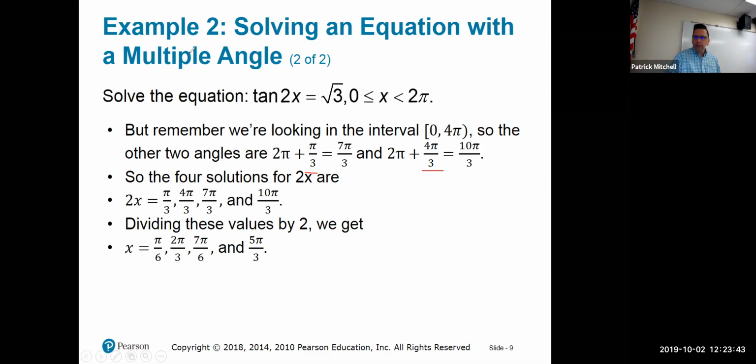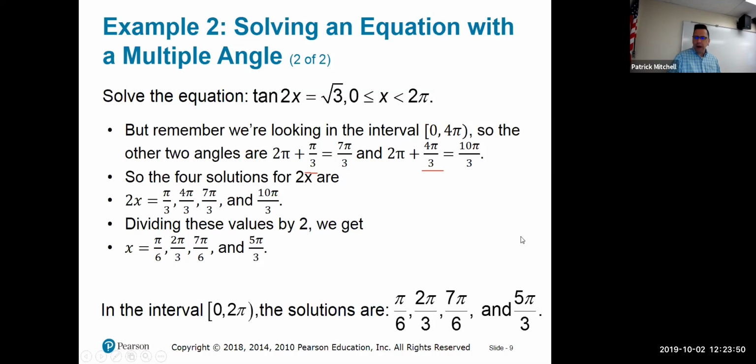The 4 solutions to this equation, there are 4 solutions, are pi over 6, 2 pi over 3, 7 pi over 6, and 5 pi over 3.